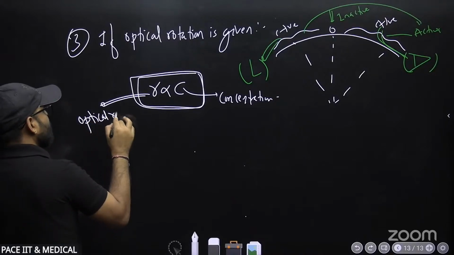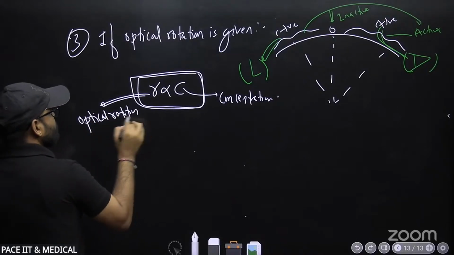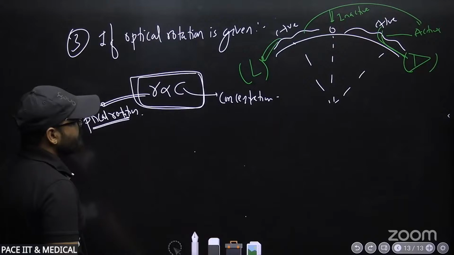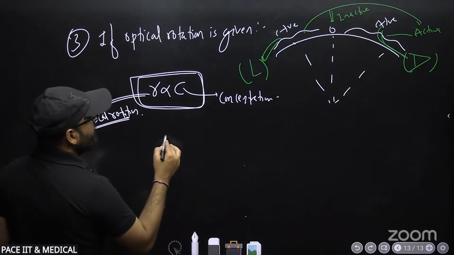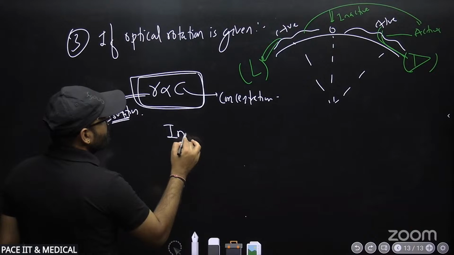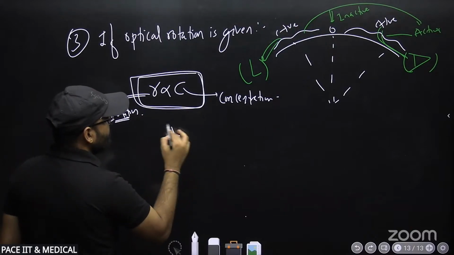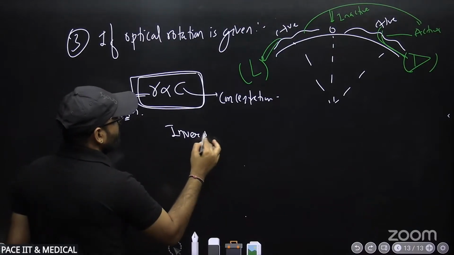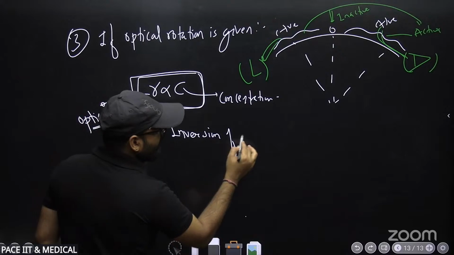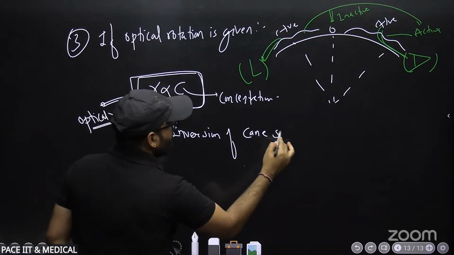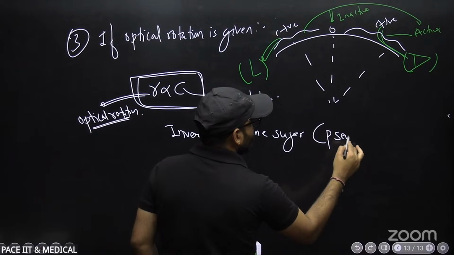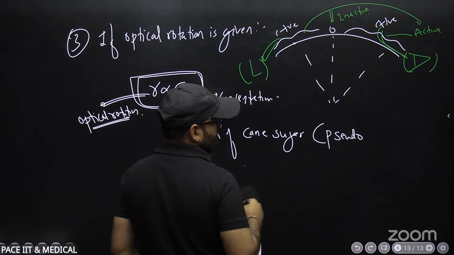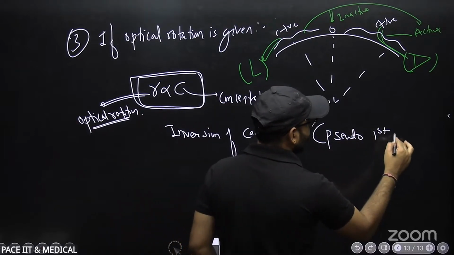Optical rotation. What is optical rotation? Some angle. So now we are studying inversion of cane sugar. A very famous reaction, inversion of cane sugar. This is also a pseudo first order reaction. You have to remember these things. Pseudo first order reaction.